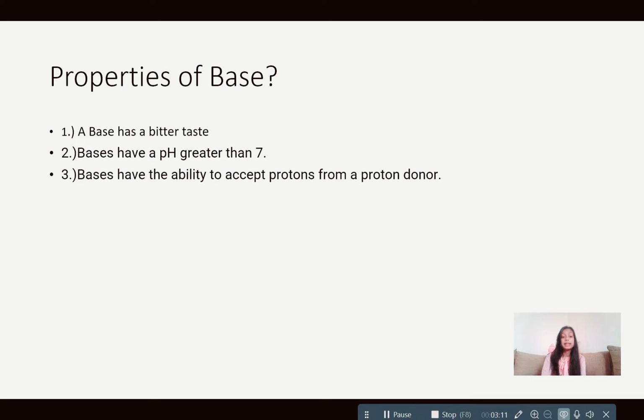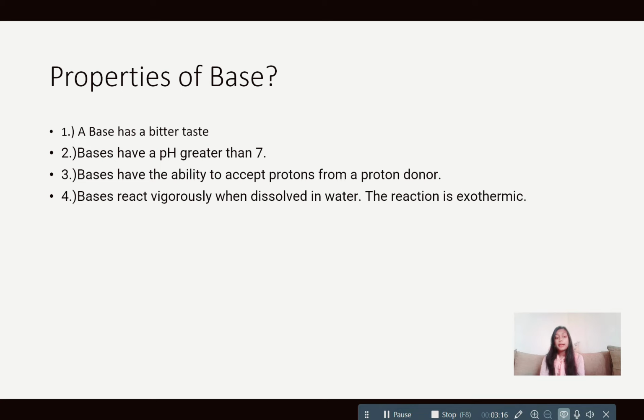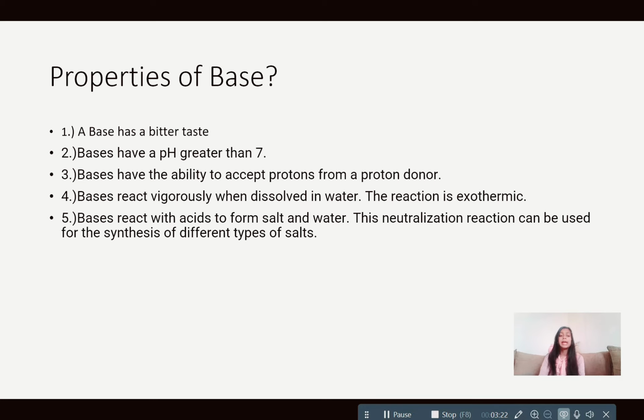The third one is that they have the ability to accept protons from a proton donor. They react vigorously when dissolved in water. The reaction is exothermic. The fifth one is bases react with acids to form salts and water. This neutralization reaction can be used for the synthesis of different types of salts, okay? So when bases react with acids to form salts and water, this process is known as neutralization.